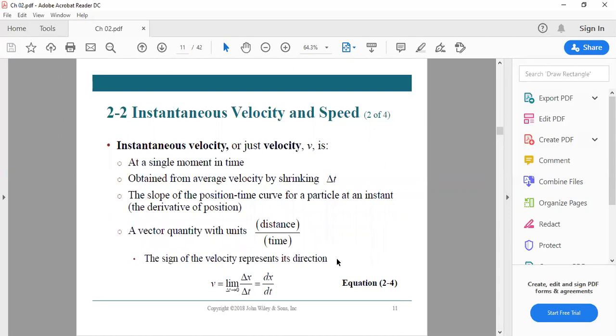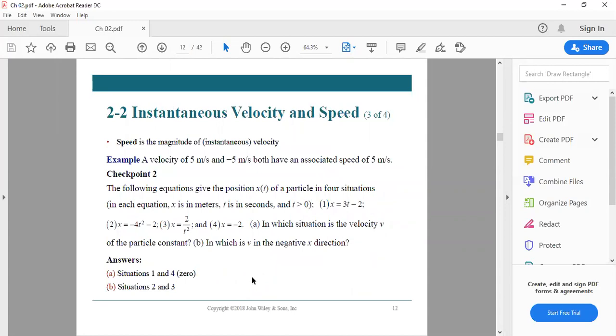So, instantaneous velocity, or just velocity, is going to be at a single moment in time. It's obtained from average velocity by shrinking delta t. The slope of the position-time curve for a particle at an instant is going to be the derivative of the position. This is where your calculus starts to come in. So it's a vector quantity with units of distance divided by time. So the sign of the velocity is going to represent its direction. So velocity is going to be the limit as delta t approaches 0 of your displacement divided by the change in time, or dx/dt.